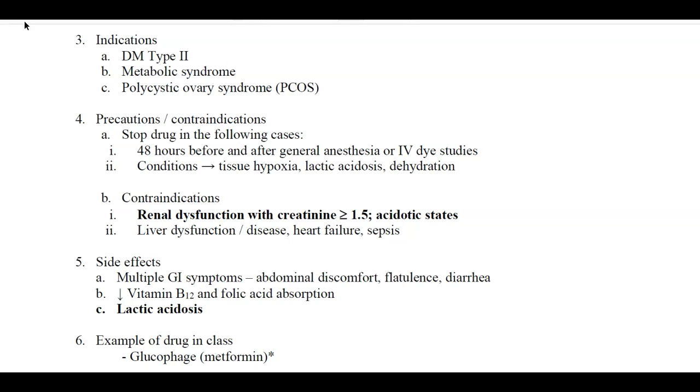Polycystic ovary syndrome is basically a hormonal disorder which causes enlarged ovaries that have multiple cysts, and this is associated with insulin resistance. Signs and symptoms include menstrual periods that are irregular or sometimes no menstrual period at all. They may have excess body and facial hair. They may have a lot of acne. So this medication is used not only for diabetes but also for metabolic syndrome and polycystic ovary syndrome.